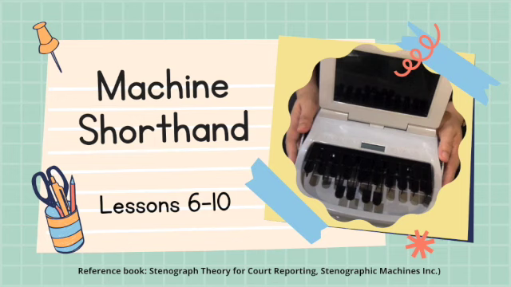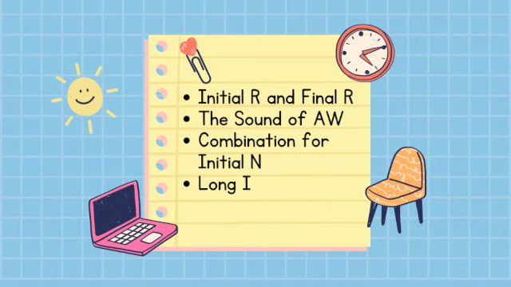Hey learners! Thanks for being with me again. So in this video, we will learn about lessons 6 to 10. Let's start! We will discuss initial R and final R, the sound of aw, combination for initial N, and long I.